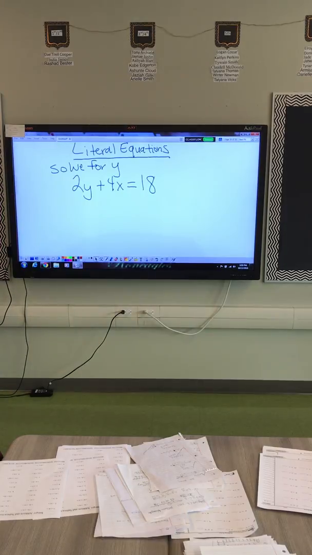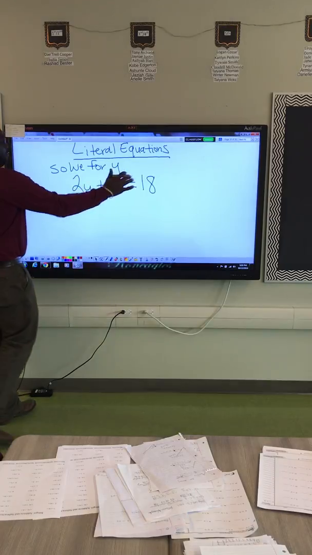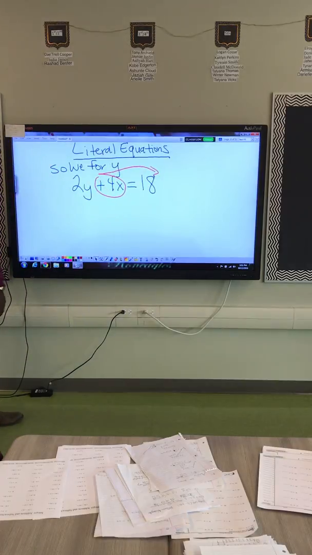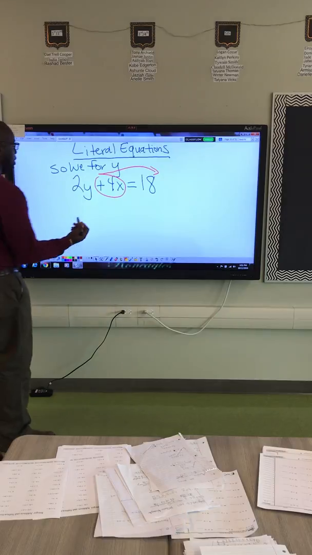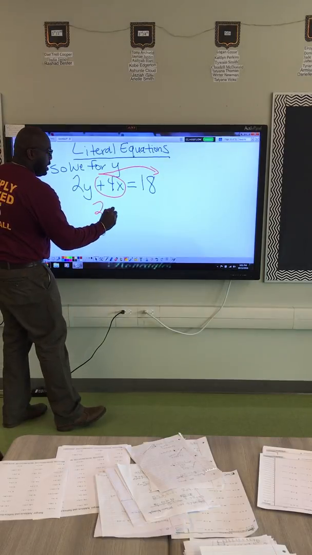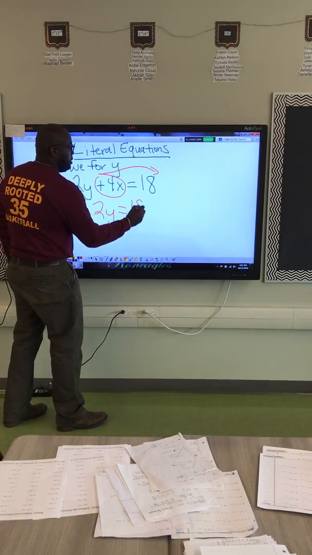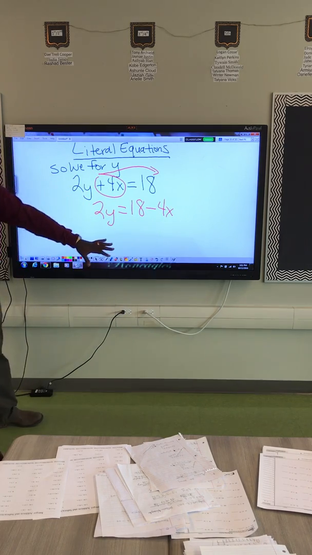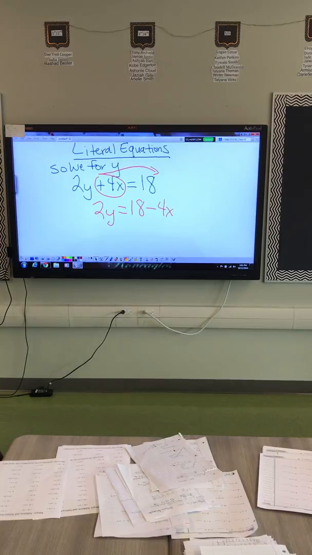So like we did last time, what has to happen to the 4x? Good. 4x has to come over here. When it comes over here, what happens to it? Good, it becomes negative. So we're going to rewrite what we have. 2y equals 18 minus 4x. This is good because we almost have y by itself. Now we have one more step to get y by itself.